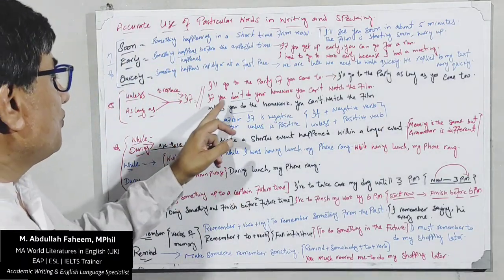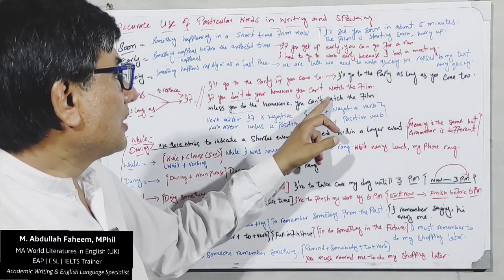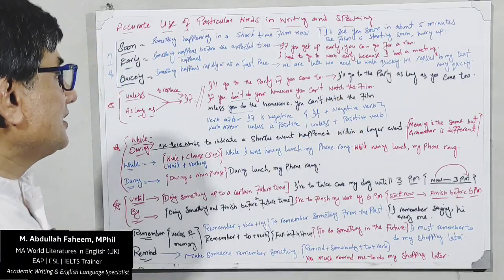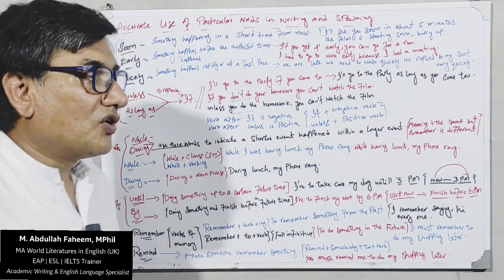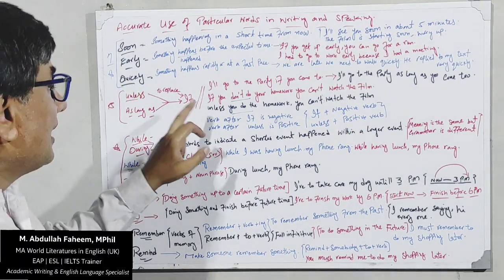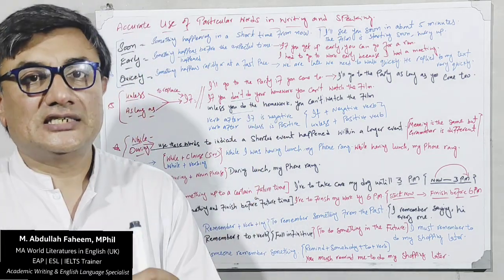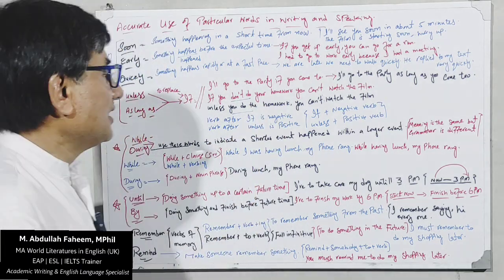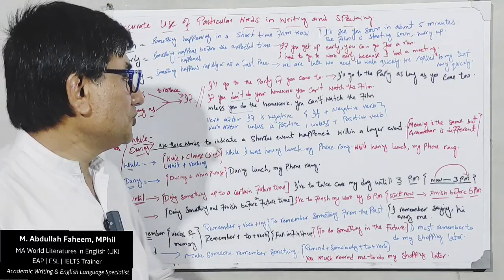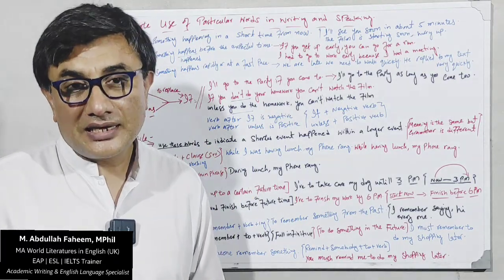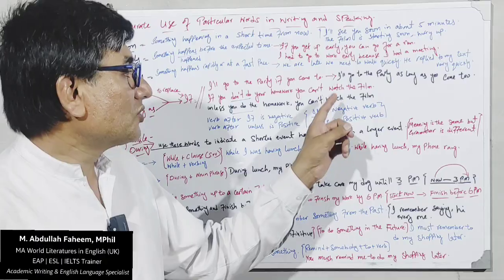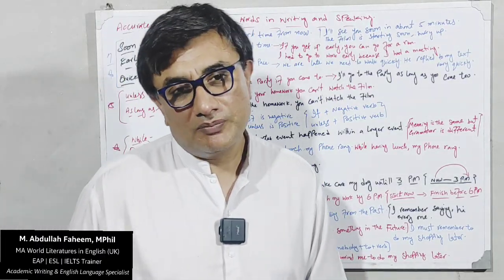Another thing is, if you don't do your homework, you can't watch the film. This is a negative sentence, and for this we will use unless. This means if you don't do your homework, this is a condition. For conditional sentences, we use unless. Unless you do the homework, you can't watch the film. आप film नहीं देख सकते.